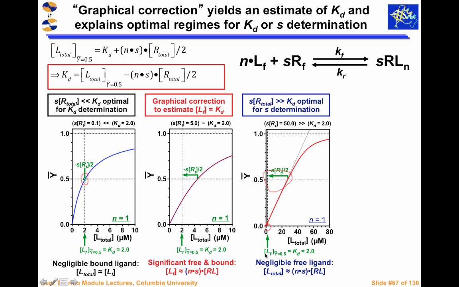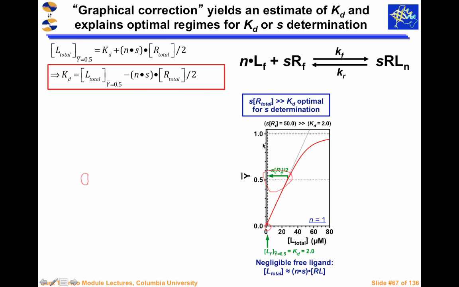Sorry, I should have brought this legend up earlier, right? We're now going to focus on the regime where SRT is much greater than KD. That means there's negligible free ligand, right? On this concentration scale, there's negligible free ligand. Under these circumstances, we basically can measure stoichiometry. And so now the next slide essentially focuses on how and why we can use this to measure stoichiometry.